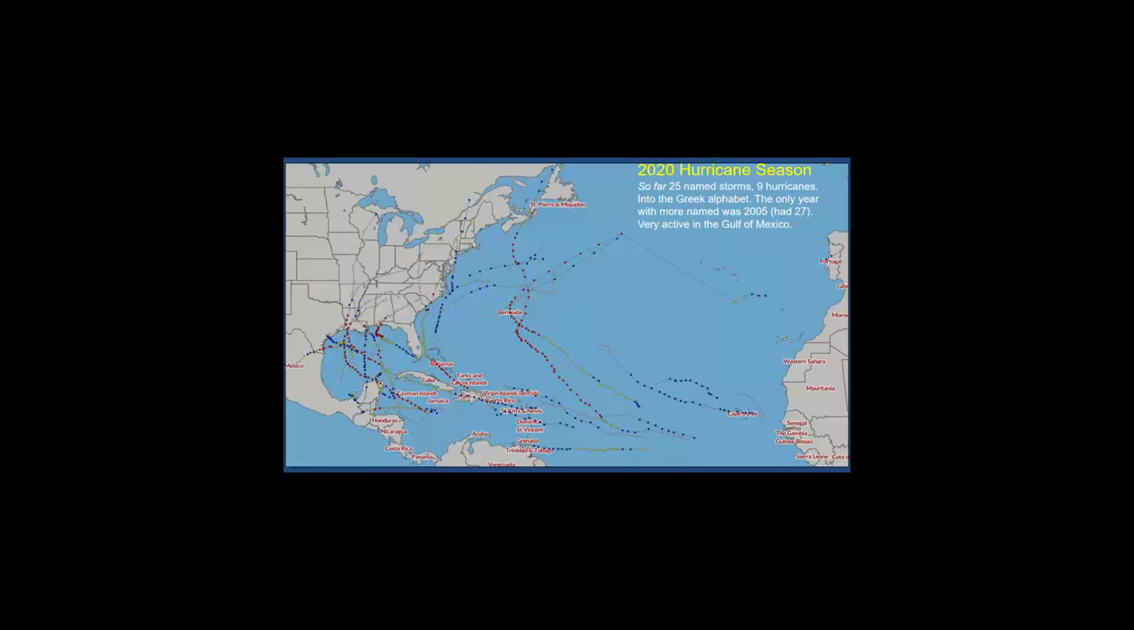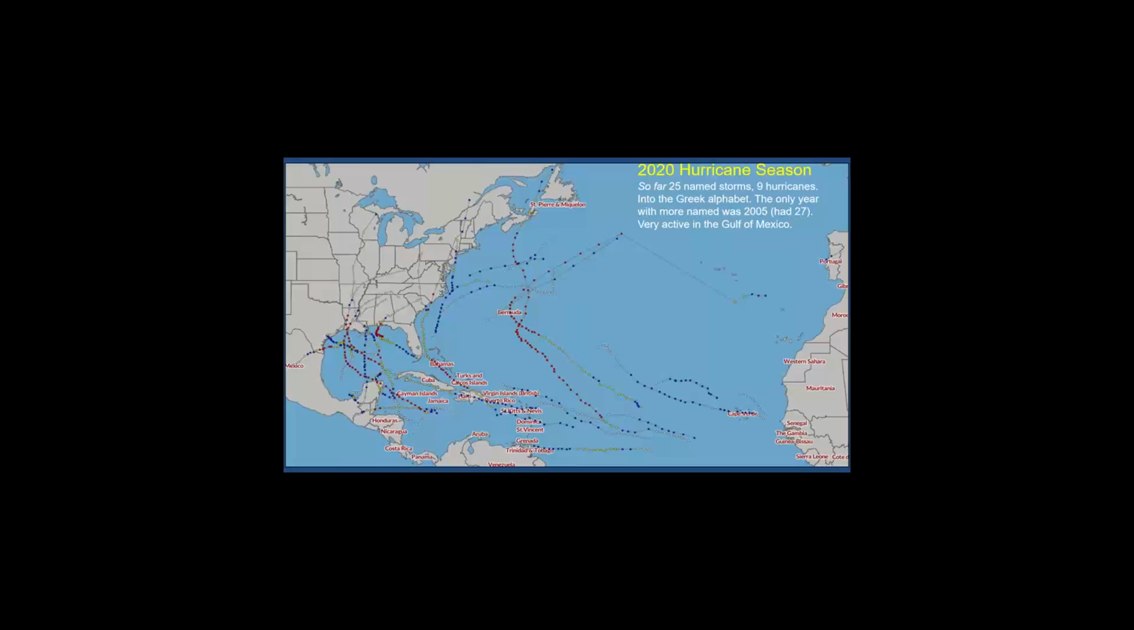So where are we now as far as the 2020 season? Take a look at all these hurricane and tropical storm tracks that we've had, and look at how many are in the Gulf. The Gulf has been super active, but even overall, we've had 25 named storms, 9 hurricanes, and that's pushed us into the Greek alphabet. Now, you might be thinking, well, we've got 26 letters. How come we're in the Greek alphabet? There's only 21 letters that are used for names on the standard lists. So once we get beyond 21, we're on into the Greek alphabet. And you can see all those tracks there.